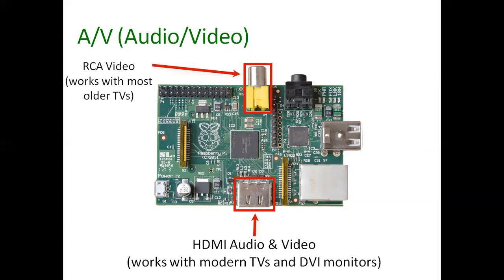This port mainly works with most older TVs, and we can connect this using the 3.5 jack connector. And this is the 3.5 audio connector. If you want to listen with a headset, by using this port we can connect to the headphone socket.